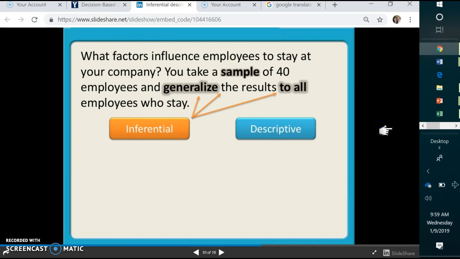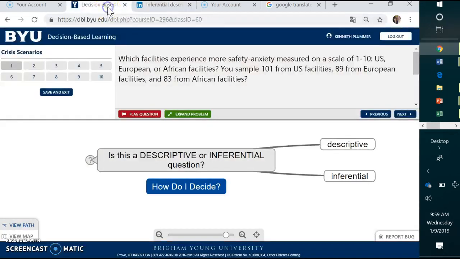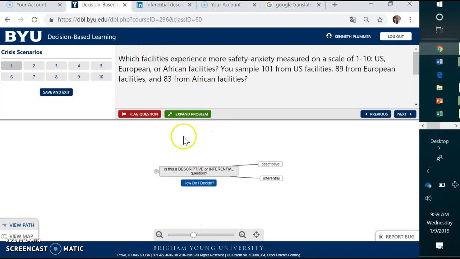The listener here will notice that in decision-based learning, we're always focused on the clues in the problem that determine which decision to make or how to classify each problem. Okay. Now, instead of going to the final example because of time, let's go back to our original problem.